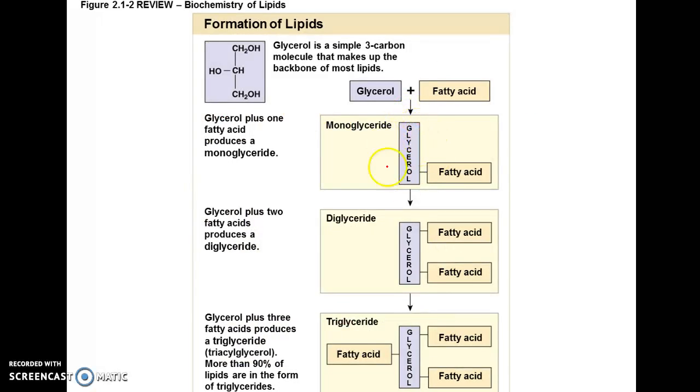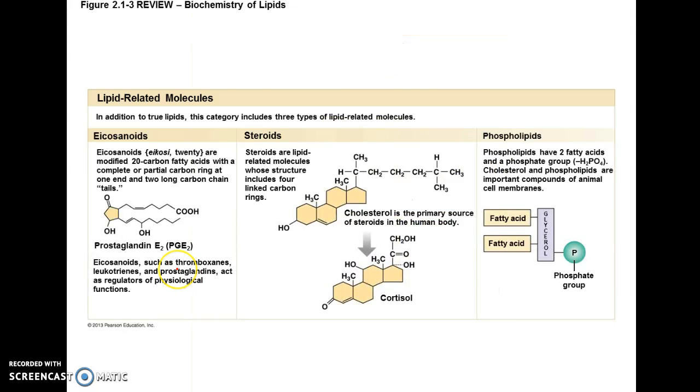All of our lipids have a glycerol backbone, and they're going to have either 1, 2, or 3 fatty acids attached to them. So there's a lot of carbons involved in your lipids. They're going to be monoglycerides if there's 1, diglycerides if there's 2, triglycerides if there's 3. We have other lipid-related molecules, like the really important one is cholesterol, and phospholipids, eicosanoids as well. But definitely want to make sure that you know your cholesterol and your phospholipids.